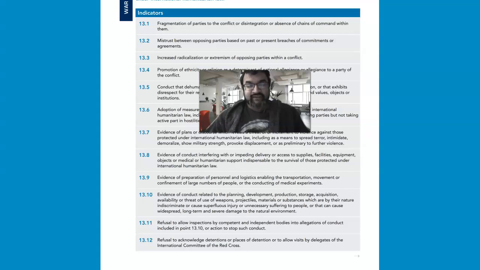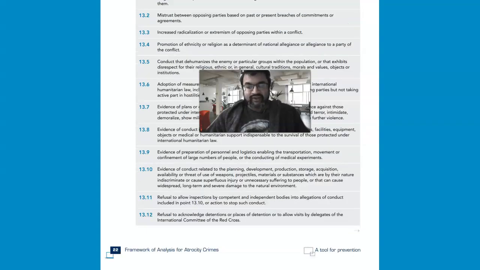13.10 evidence of conduct related to planning, development, production, storage, acquisition, availability, or threat of use of weapons, projectiles, materials, or substances which are by their nature indiscriminate or cause superfluous injury or unnecessary suffering to people, or that can cause widespread long-term damage. 13.11 refusal to allow inspections. 13.12 refusal to acknowledge detentions, places of detention, or to allow the International Committee of the Red Cross.